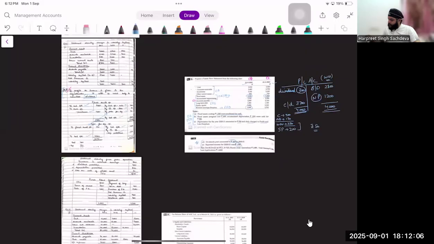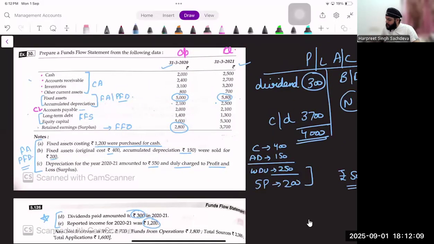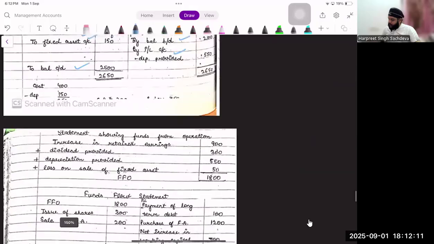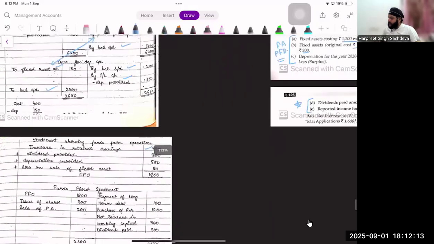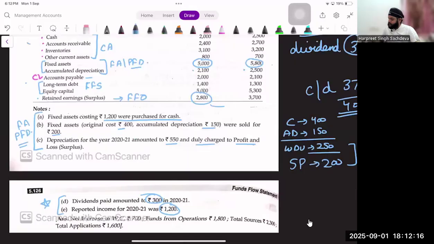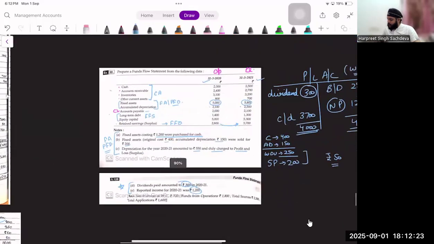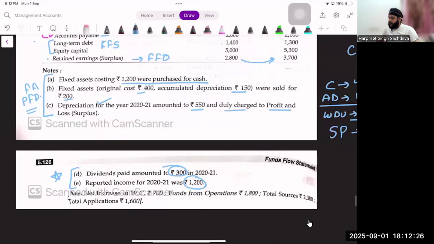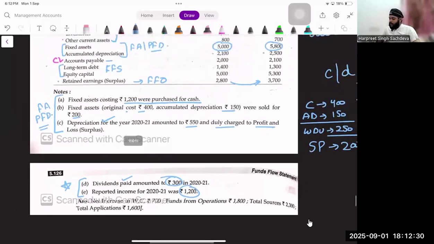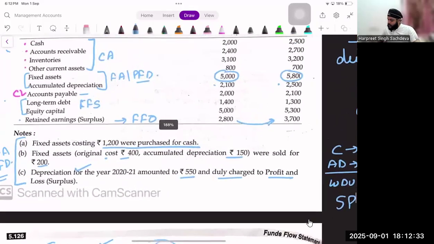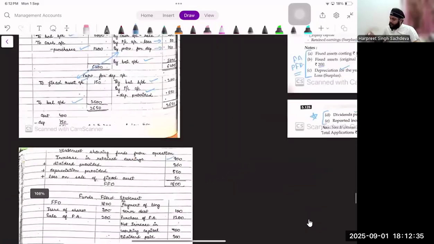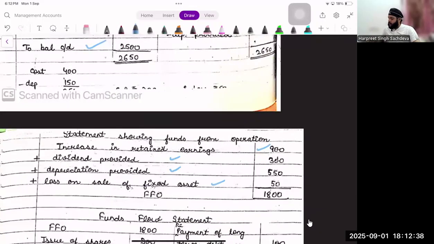We'll cover the FFO. Tell me about the FFO. First thing will be increase in P&L. How much increase is there? 900 rupees. 900 rupees, yes or no? Increase in P&L. After that, from the accounts, you know the depreciation provided, you know the loss on sale of asset, then dividend paid as well as provided. There is no return of and all something else. Okay? So dividend provided, depreciation provided, loss on sale of fixed assets and FFO is done.